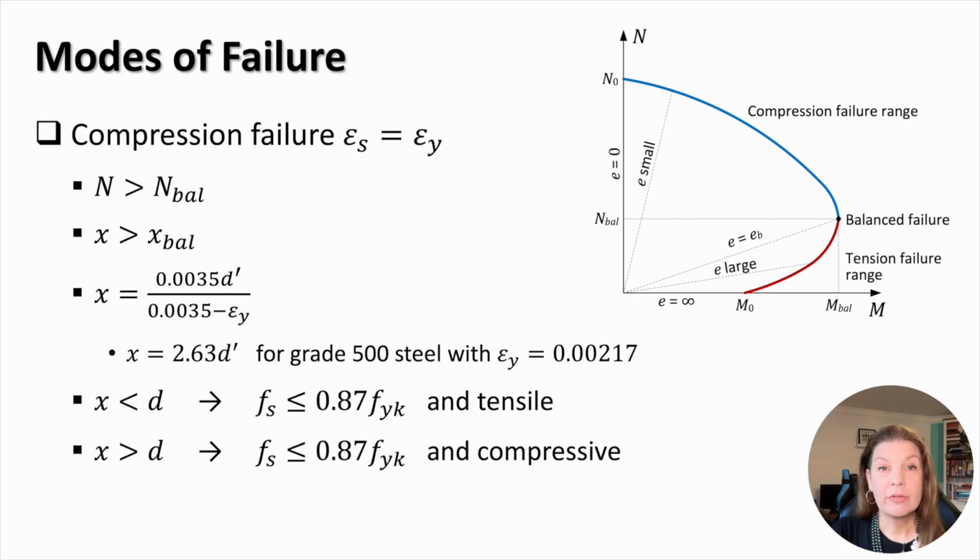The compression failure of a reinforced concrete section represents the loading combinations dominated by the axial force and associated with small eccentricities and large depths of concrete in compression. In this regime, the axial force and the depth of concrete in compression are larger than the balanced failure state values. The neutral axis can be either within the section or outside it. In the first case, the bottom reinforcement is in tension, while in the second case, it is in compression. The stress in the reinforcement is equal or smaller than the design yielding strength of steel.